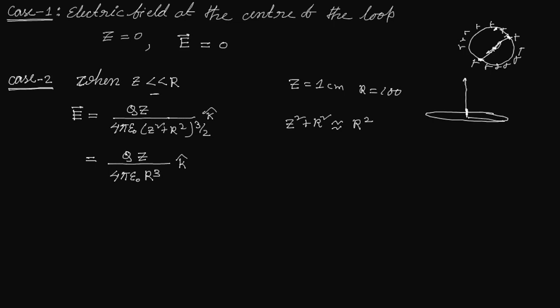The thing you have to notice here is the variation of electric field with Z in this region. All these terms, Q and 1 by 4 pi epsilon R cube, are constant. As we shift from the center, where the electric field is 0, and increase the value of Z, the electric field slowly increases too. As Z increases, the electric field also increases. So the electric field is proportional to Z in this region. And then consider another case, let's say case 3, where Z is much greater than R.